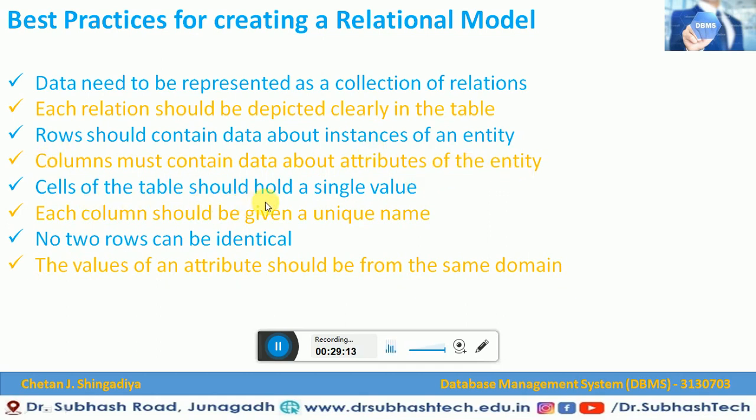Cells of the table should hold a single value. Each column should be given a unique name. No two rows can be identical. The value of an attribute should be from the same domain. So these are some of the best practices, or we can say a few things we have to keep in our mind while creating a relational data model or relational model for any particular database.